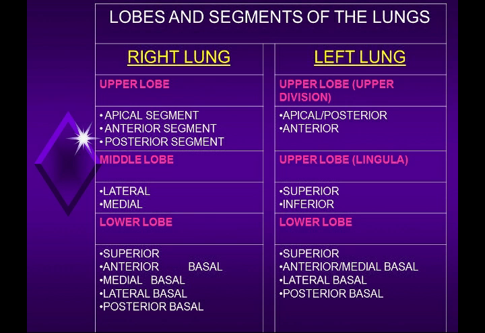So what you'll need to know is that there are 2 lungs. The right lung has 3 lobes, and what makes up those lobes are the individual segments. Right upper lobe: apical, anterior, posterior. The middle lobe is divided into the lateral and medial. The right lower lobe is divided into the superior, anterior basal, medial basal, lateral basal, posterior basal. Easy way to remember these: PALMS. Posterior, anterior basal, lateral basal, medial basal, superior.